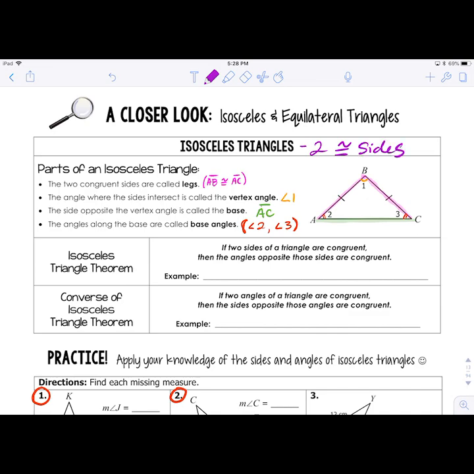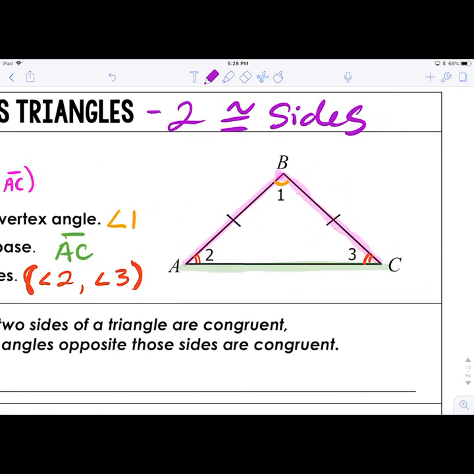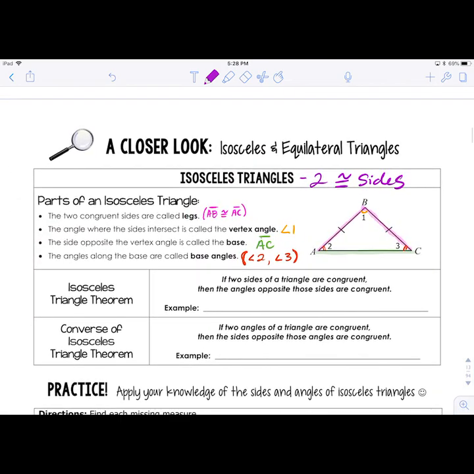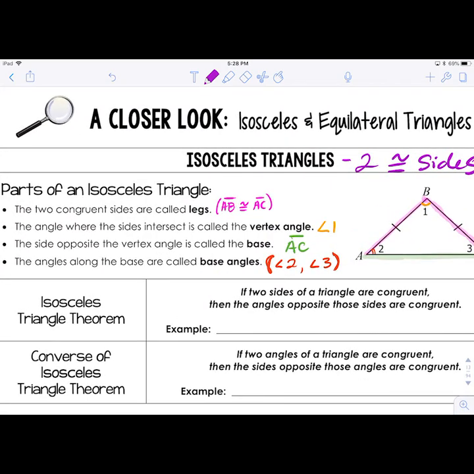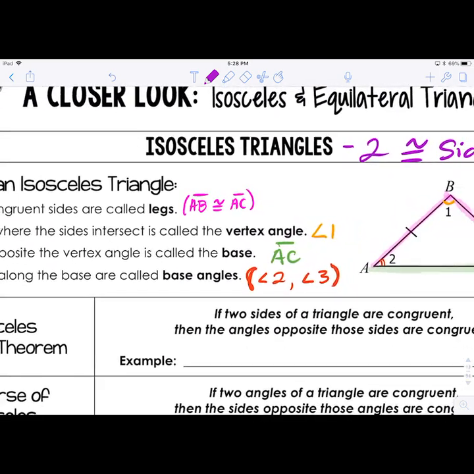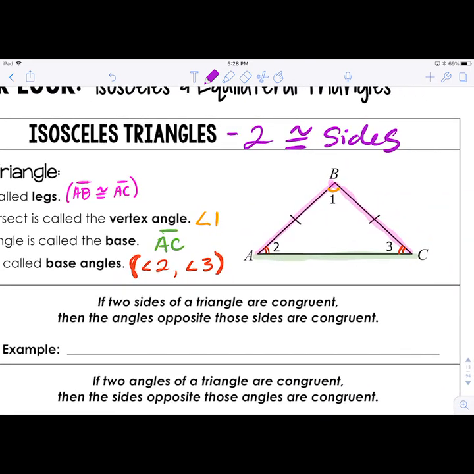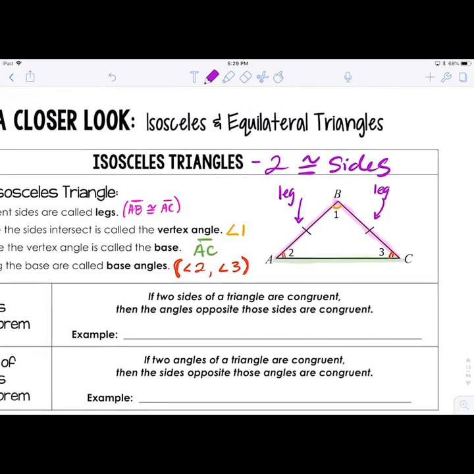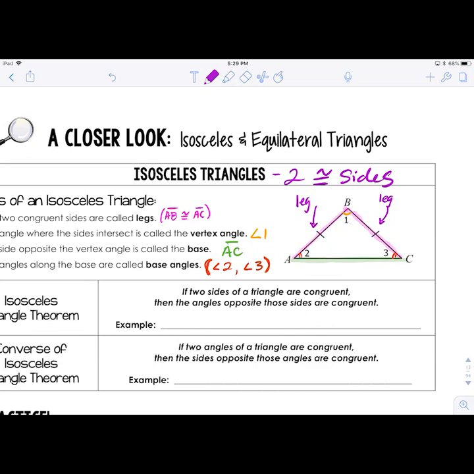Remember, for an isosceles triangle, we have two congruent sides. And in this figure right here, the two congruent sides are side AB and side BC. All right. Now we have some vocab. The two congruent sides are called legs. So AB and AC, they're congruent. We know they're congruent to one another. These are called the legs. So this is a leg, this is a leg, and the legs of isosceles triangles are congruent.